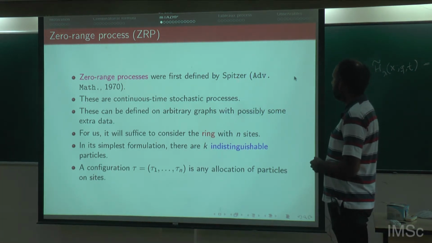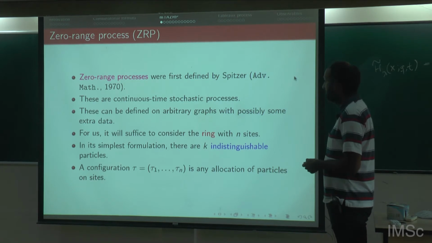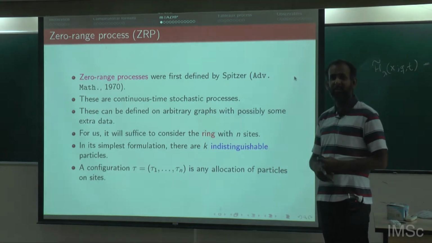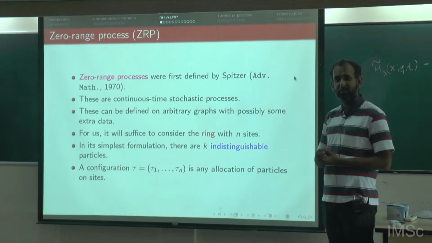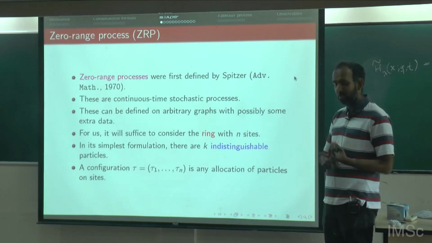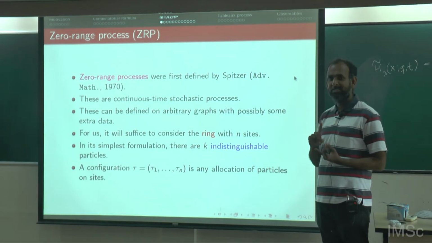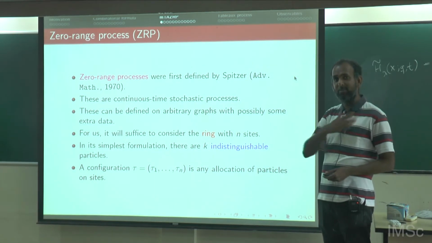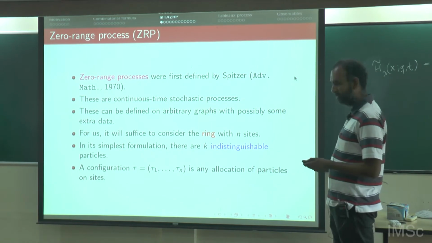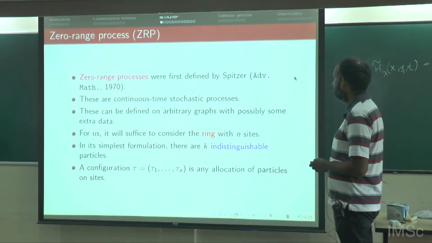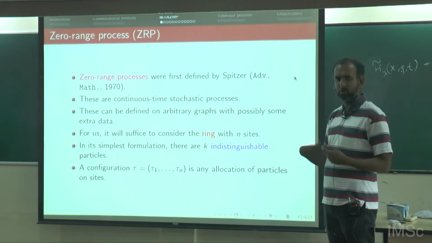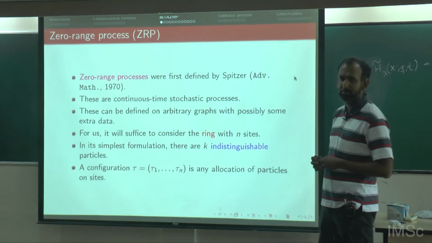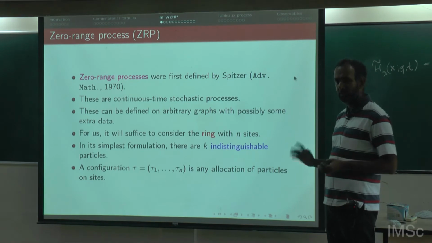They were first defined by Frank Spitzer in this remarkable paper in 1970. In this single paper in Advances in Math, he defined a bunch of stochastic processes, like the contact process, the exclusion process, the long-range exclusion process, and the zero-range process. All of them are defined in this paper, and they have led to a remarkable amount of work. Many of these are on infinite graphs, and they come with their own complications because in continuous time, infinite processes are non-trivial to define.